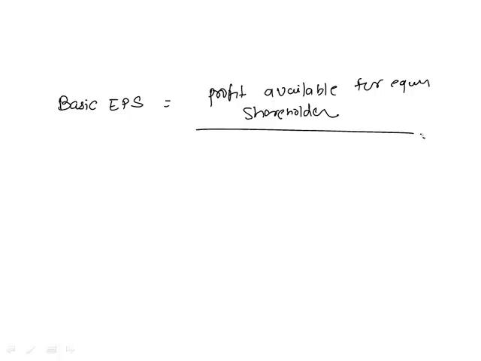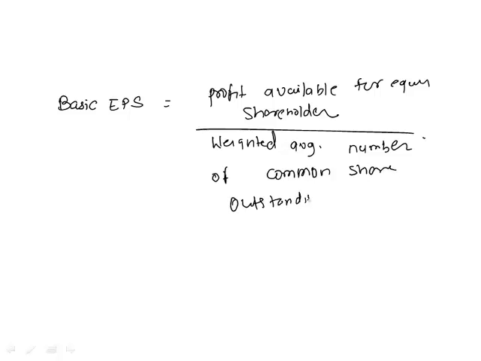The denominator is weighted average number of common shares outstanding, weighted average number of common shares outstanding during the year. Okay. Every single word in this formula has a very important meaning, and we will understand that with a series of examples. Okay. So let's start with example number 1.